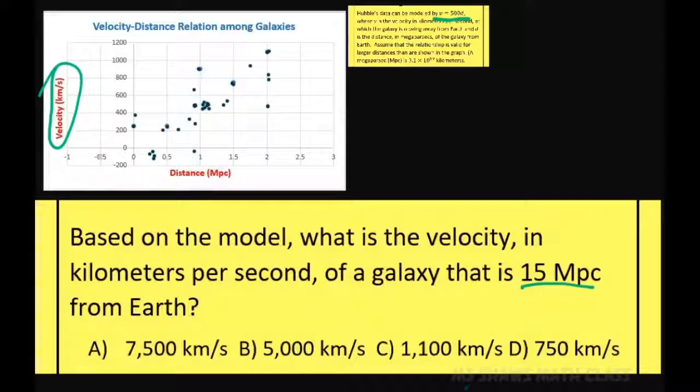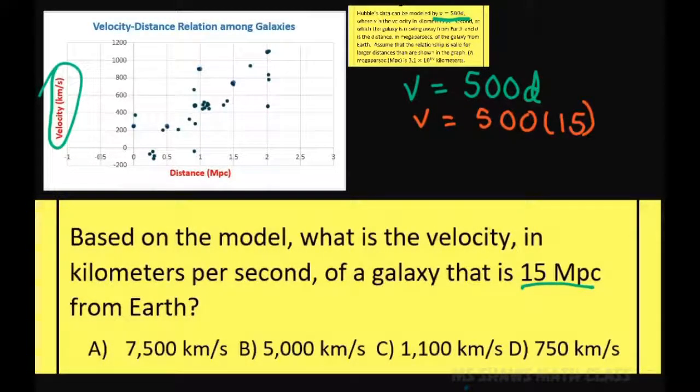So all you're going to do is velocity equals 500d, and d is 15. So v equals 500 times 15, and that gives us 7,500 kilometers per second. So that would be answer A. And that's it.